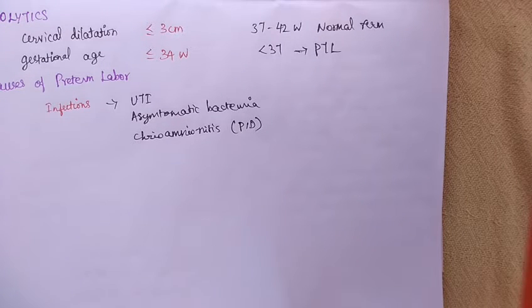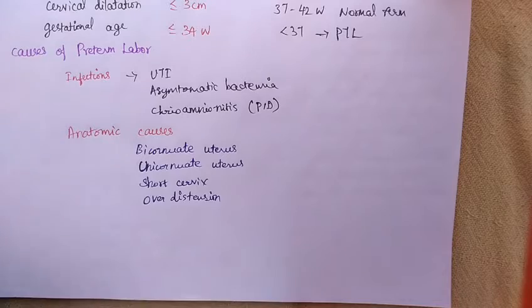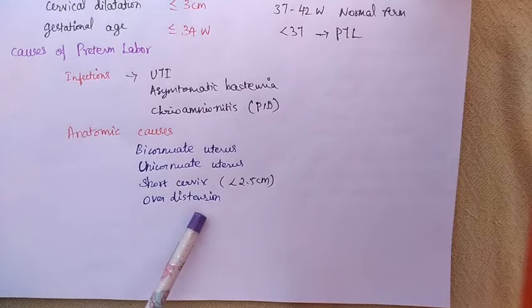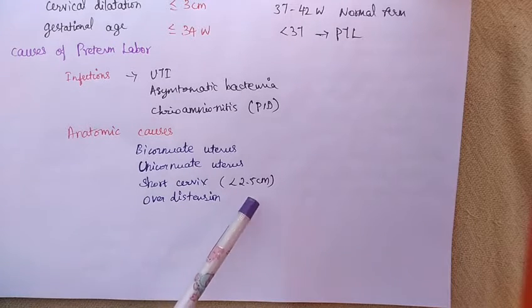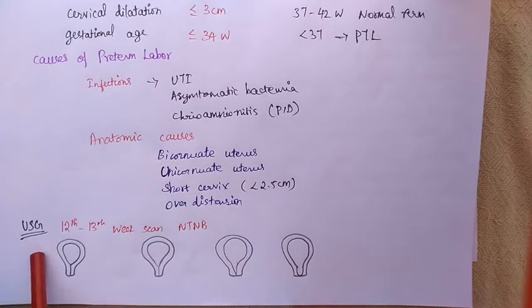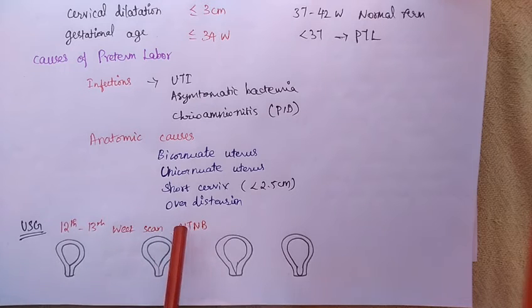And there can be anatomic causes. Anatomic causes would be bicornuate uterus, unicornuate uterus, short cervix or overdistension. Short cervix is a cervix less than 2.5 cm, and overdistension may be due to twin pregnancy or polyhydramnios or a large baby. You can predict preterm labor by the ultrasound. We will do the 12th to 13th week scan, NT NB, nuchal translucency nasal bone scan, and we see the length of the cervix and the shape of the cervix.